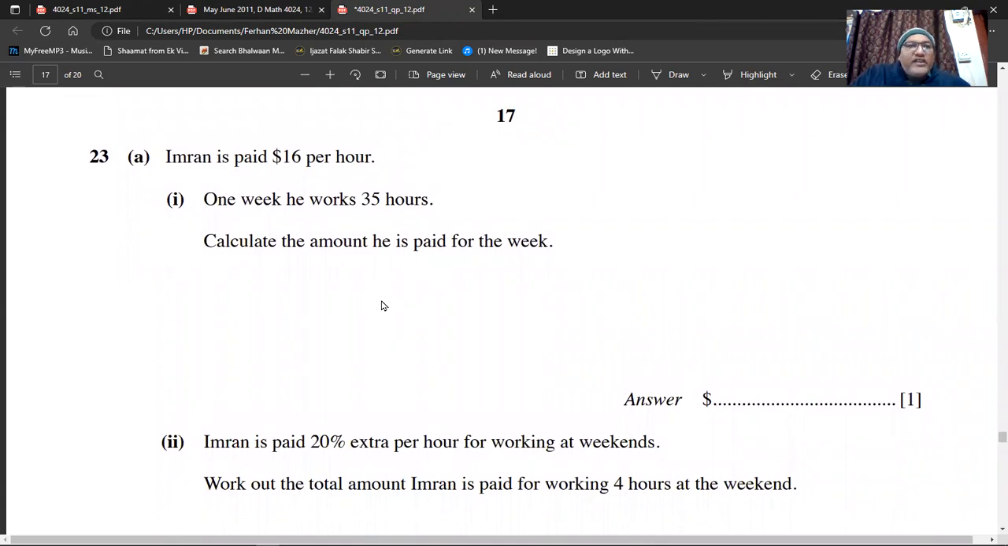Question number 23, it's A part. Imran is paid $16 per hour. In 1 week he works 35 hours. Calculate the amount he's paid for the week.